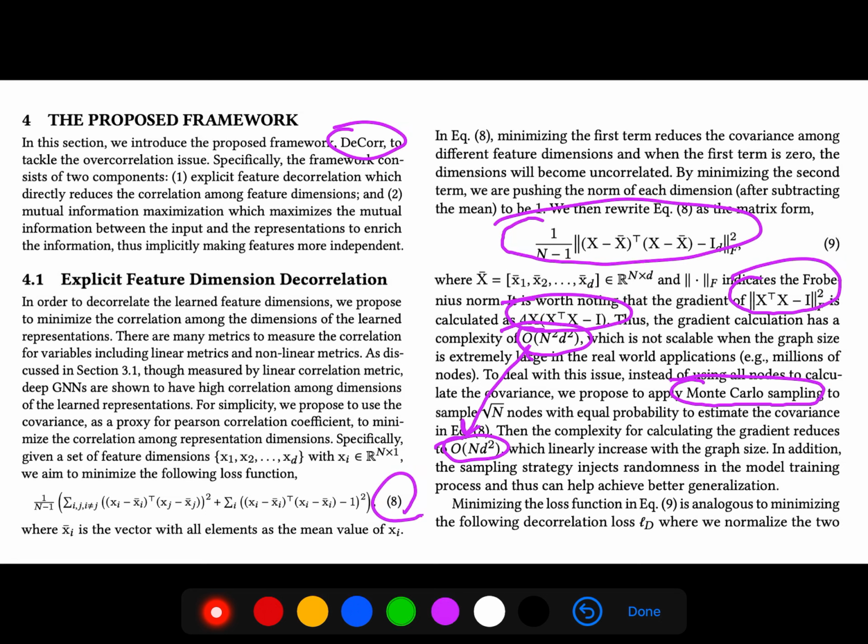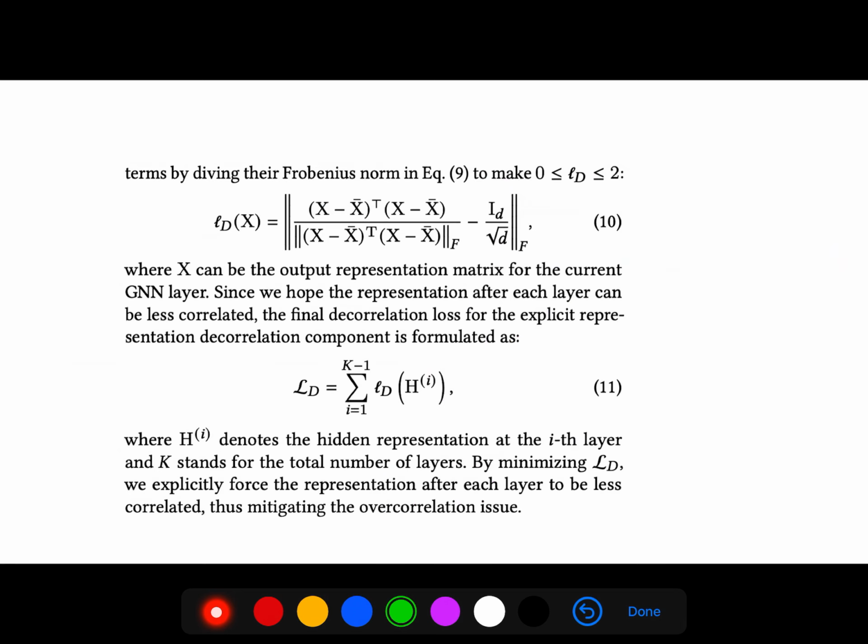So minimizing this loss, this equation 9, is analogous to minimizing the following decorrelation loss, where we normalize the two terms by dividing by the Frobenius norms. X can be the output representation matrix for the current GNN layer. So the final decorrelation loss for the explicit representation is this, because we have K number of layers.